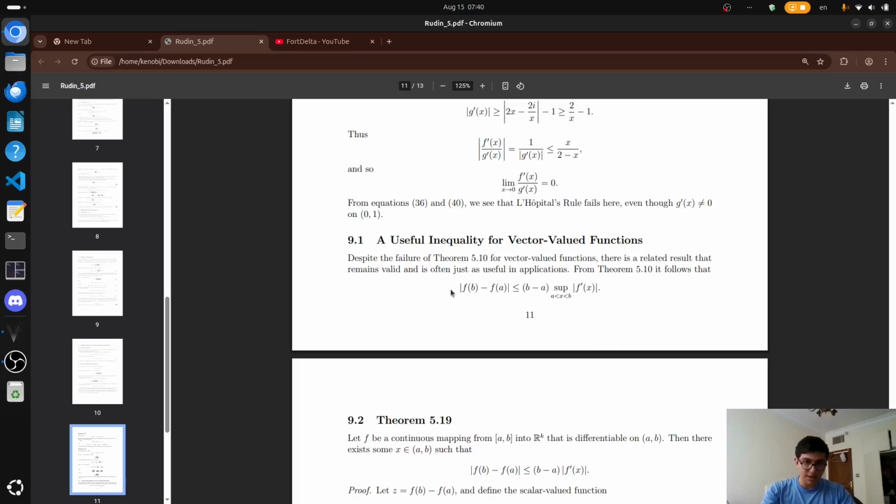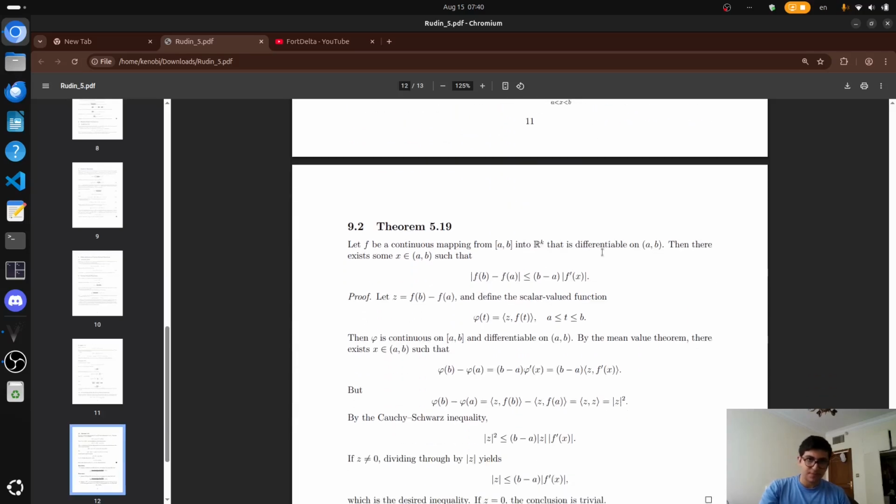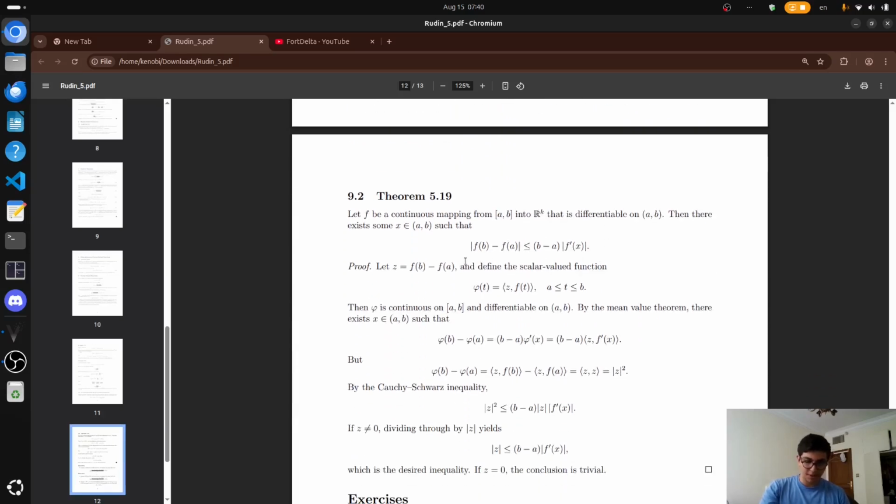But one thing that does work for vector valued functions is the mean value theorem, and we write it like this. We use a supremum of the norm over here because we're talking about vectors. Now we have the following theorem. Let f be a continuous mapping from [a,b] into R^k that is differentiable on (a,b). Then there exists some x in (a,b) such that the absolute value of f(b) minus f(a) is less than or equal to (b minus a) times the absolute value of f'(x).